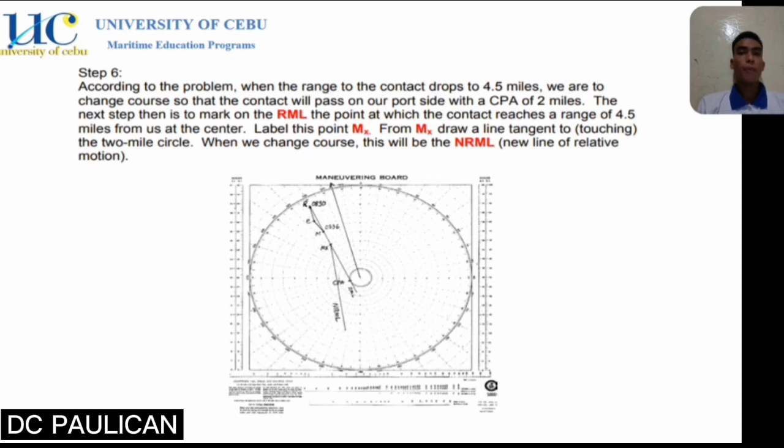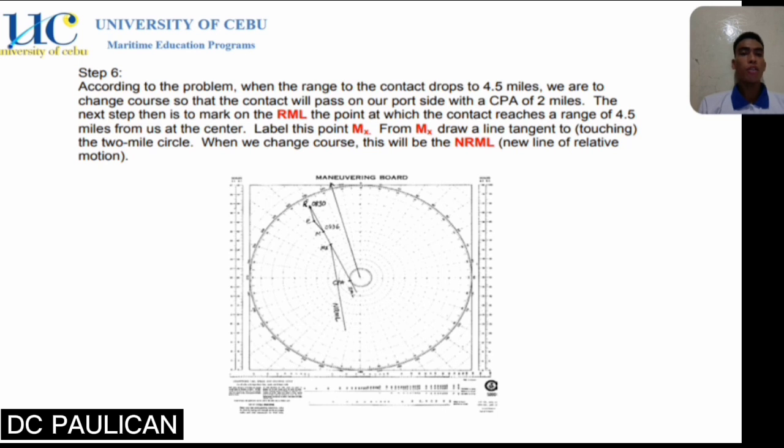Next, step 6. According to the problem, when the range to the contact drops to 4.5 miles, we are to change course so that the contact will pass on our port side with a CPA of 2 miles. The next step then is to mark the RML, the point at which the contact reaches the range of 4.5 miles from us at the center.